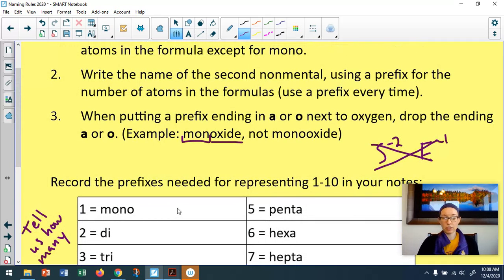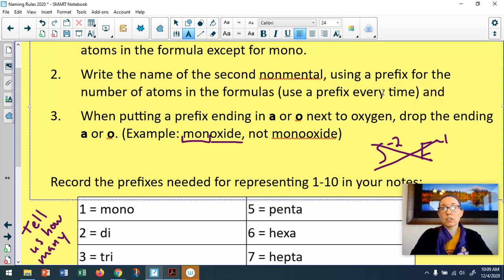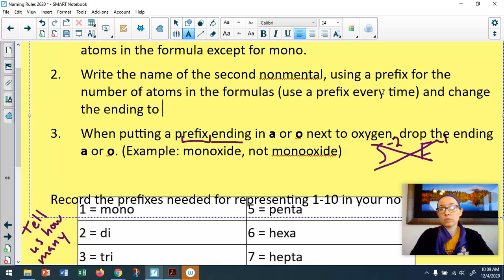And you know what I didn't put in the notes here that I need to adjust? Let's get to text here. One of the similarities with ionic is that we do change the ending of the second word to ide.